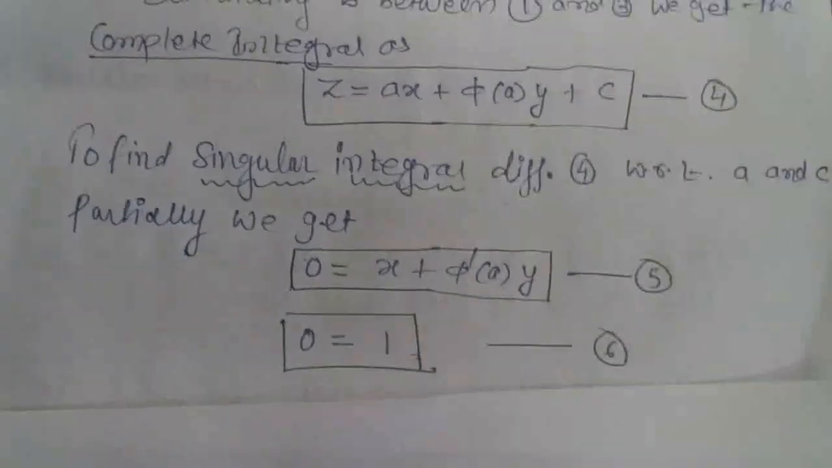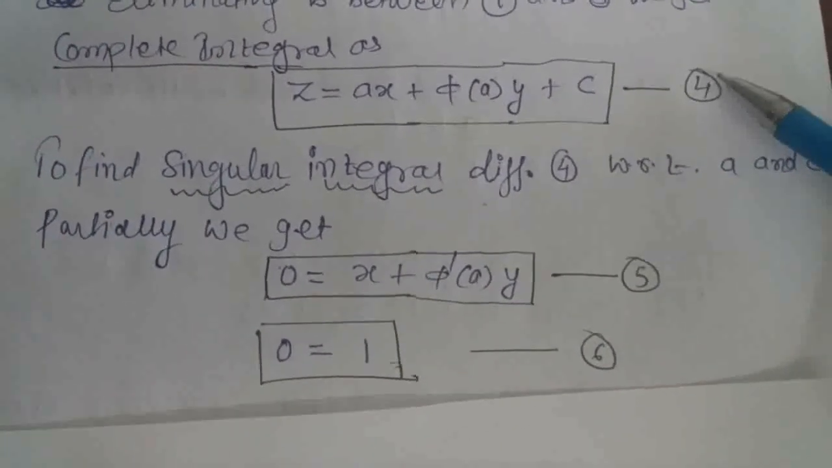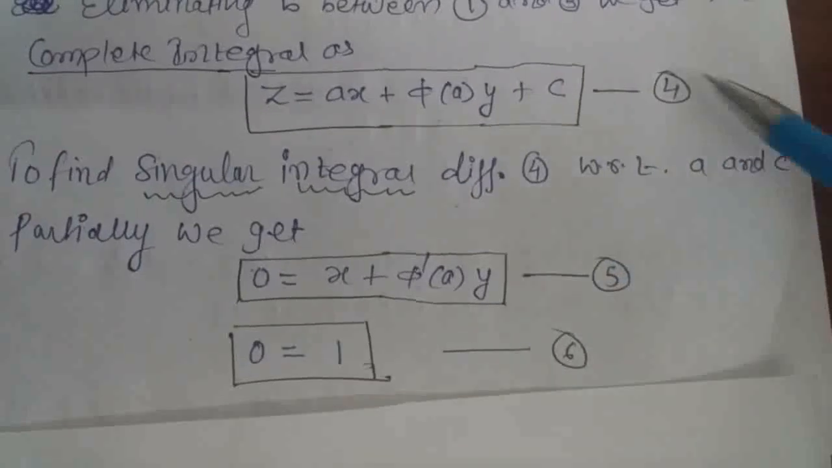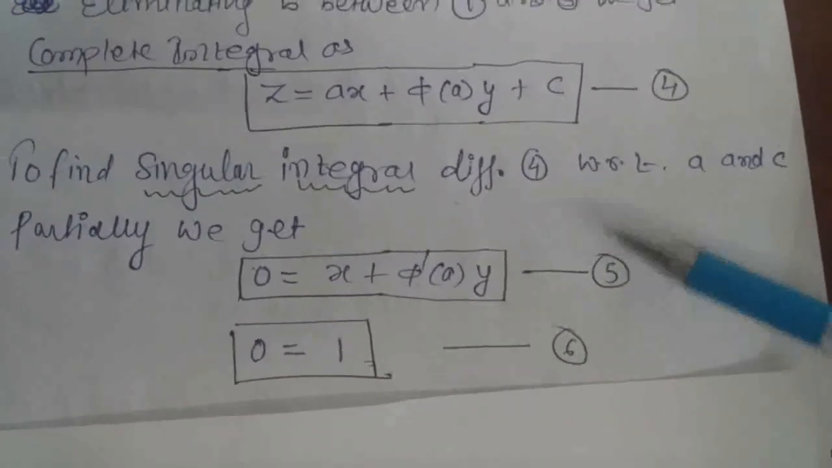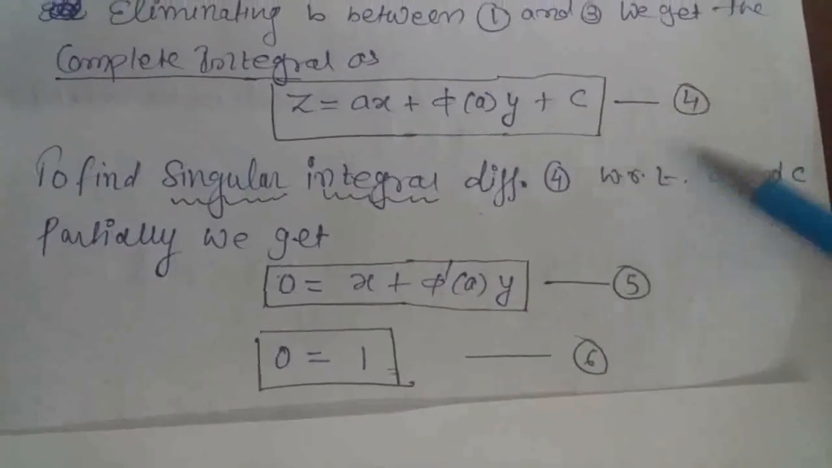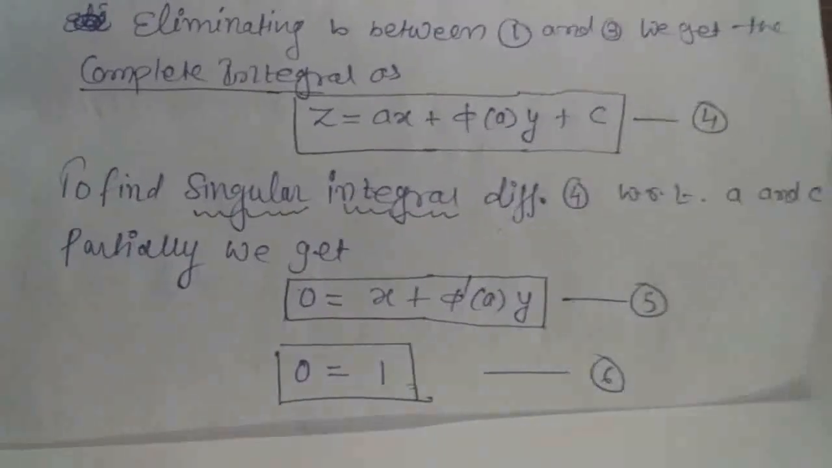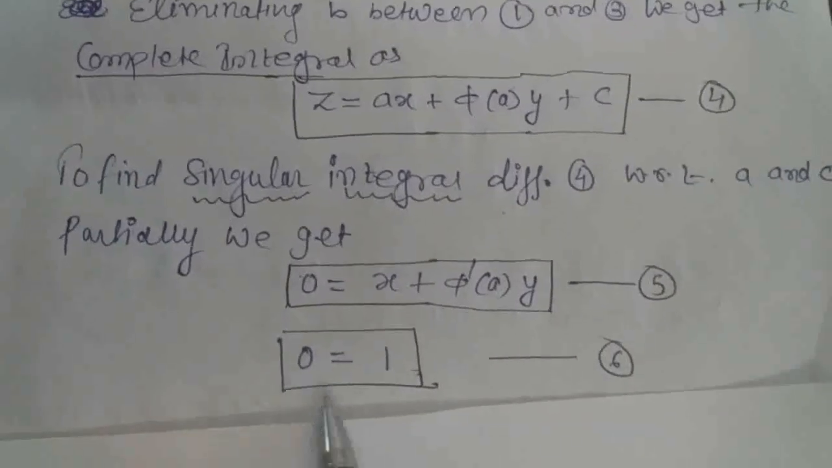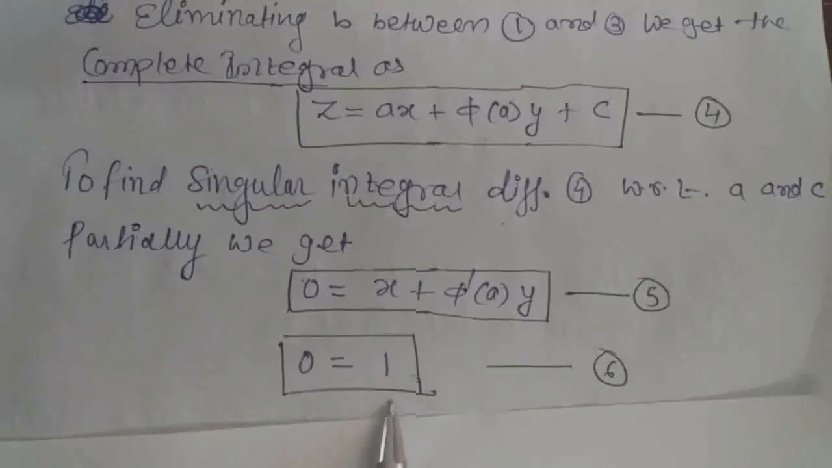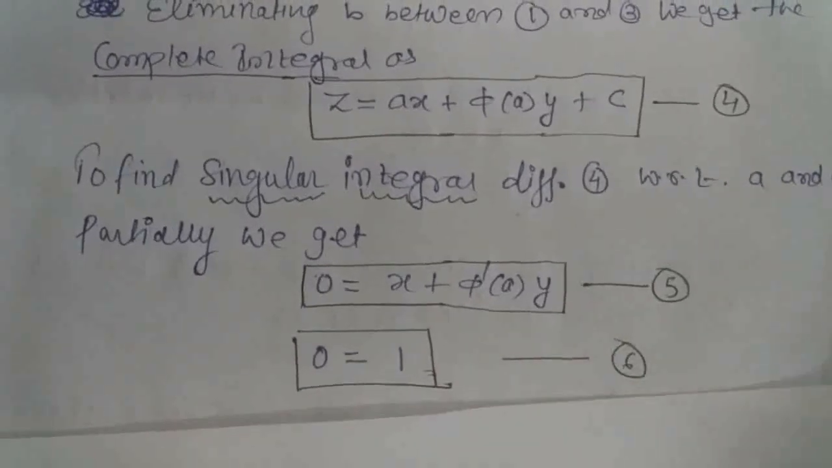Now to obtain the singular solution, we have to eliminate a and c between 4, 5 and 6. We have to develop a relation which does not contain a and c. So eliminating a and c between 4, 5 and 6, we get the singular integral or the singular solution. But here the equation 6 is not mathematically valid. It indicates that the standard form first has no singular solution.